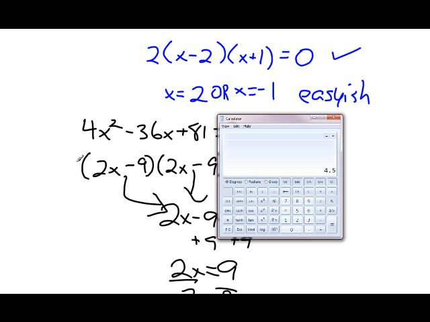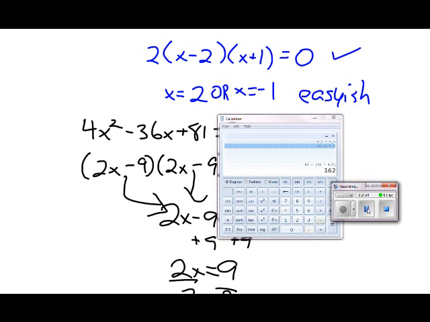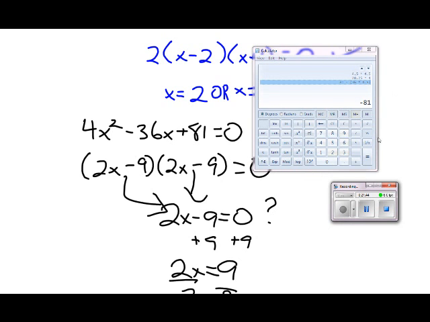4.5 times 4.5, 20.25 times 4, 81. Uh-oh, here we go. Minus, parentheses, 36 times 4.5, in parentheses. Wait a minute. What happened here? Hold on. Ha ha ha, I'm not smart. I didn't hit enter, and that's why it's giving me the wrong number. So that equals negative 81. If we add 81 to that answer, guess what? We get 0, which is what we wanted.